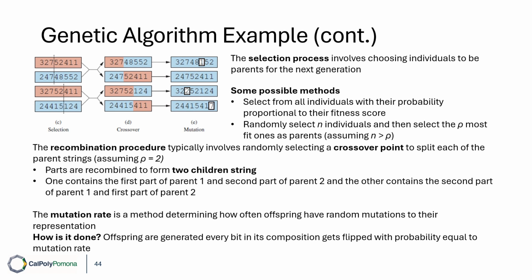Now, the mutation rate determines how frequently offspring experience random changes in their genetic composition. How this is done is that each bit or gene in the offspring's representation has a small chance of being flipped or altered based on the mutation rate. Essentially, selection ensures fitter individuals are more likely to contribute to the next generation, while randomness allows diversity. Crossover recombines traits from parents for new solutions, and mutation adds that element of randomness to help explore unexplored regions of our solution space.